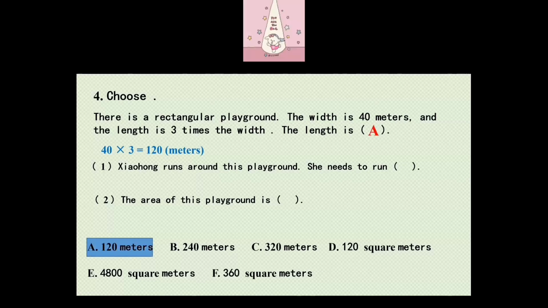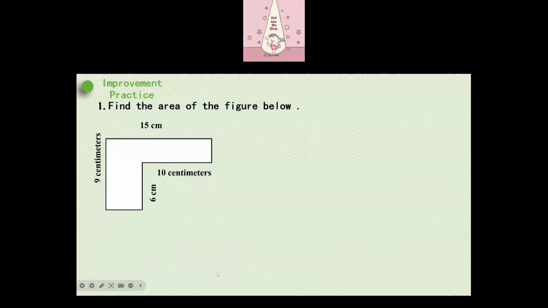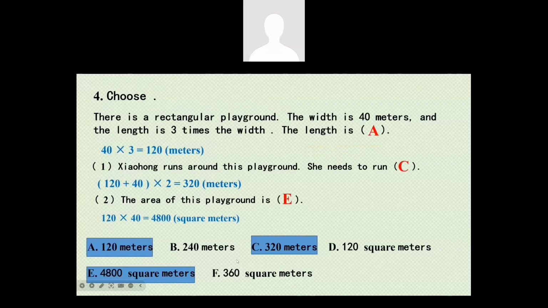And question 2. One lap equals the perimeter. First, 120 plus 40, and then times 2 equals 320 meters. Yeah, correct.